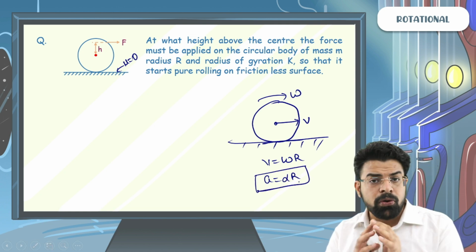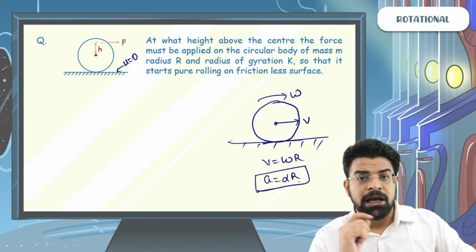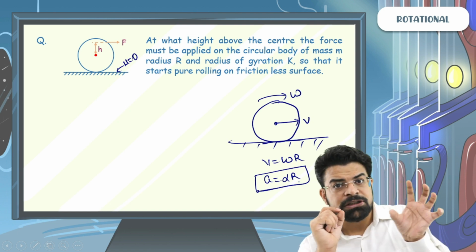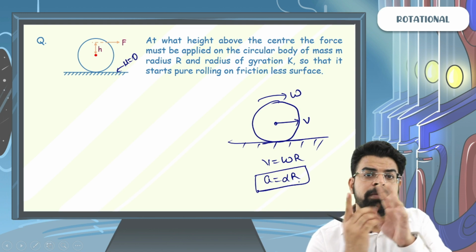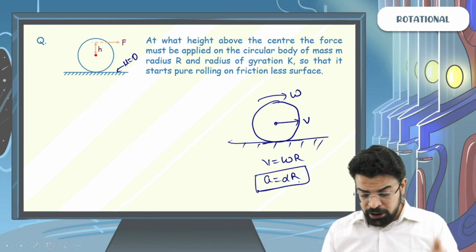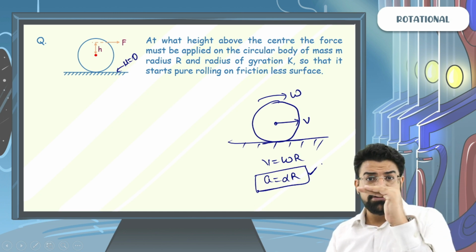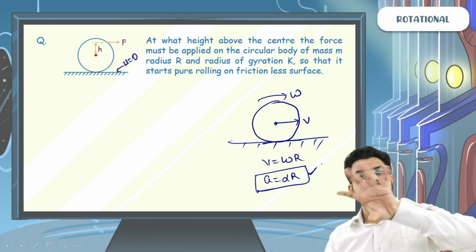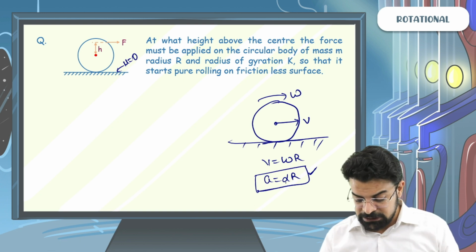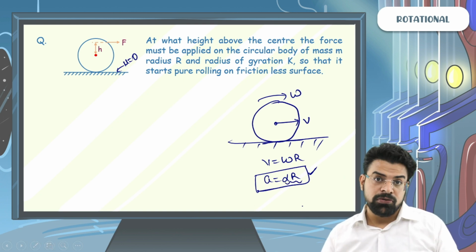So for pure rolling on a fixed surface, if the body is moving with a constant velocity, then the condition is v equals omega r. And if the body is also accelerating, then the acceleration of the center of mass should be equal to the angular acceleration of the body about the center of mass into r. a has to be equal to alpha r.